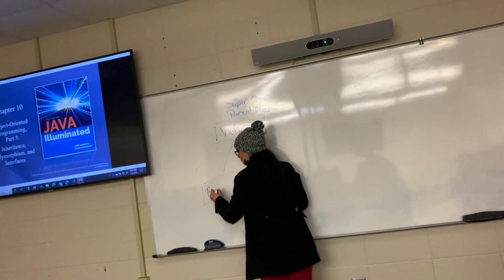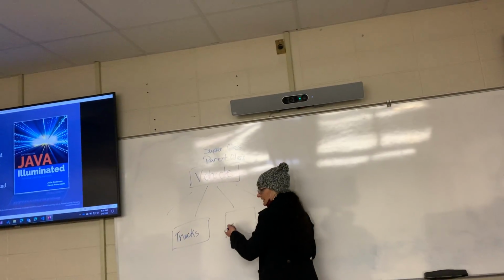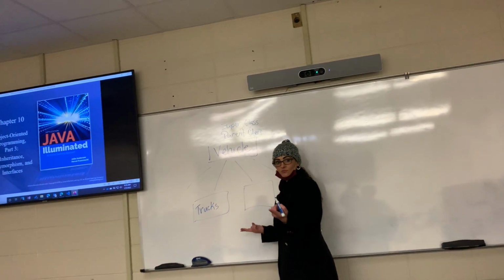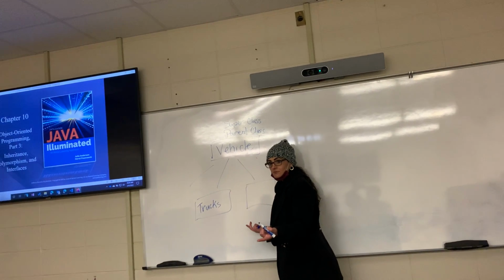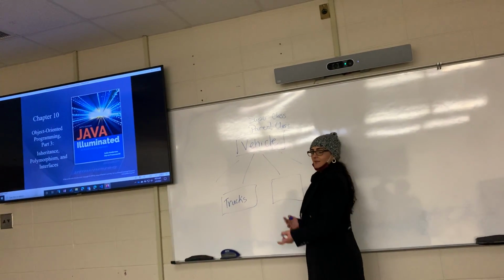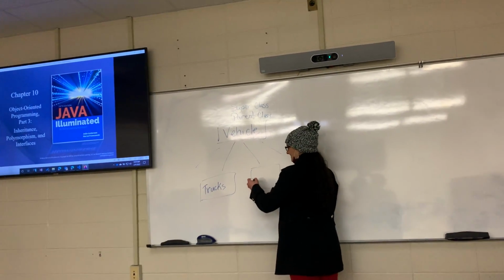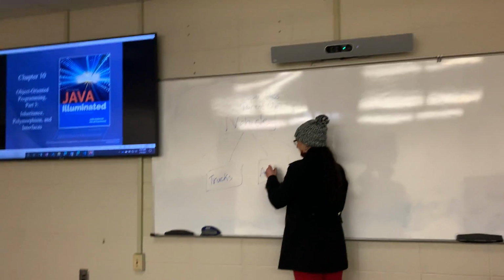How about if we do trucks, airplanes? Airplane is a vehicle. Motorcycles, two wheels. Tricycles, trains. Let's just put here a regular automobile.